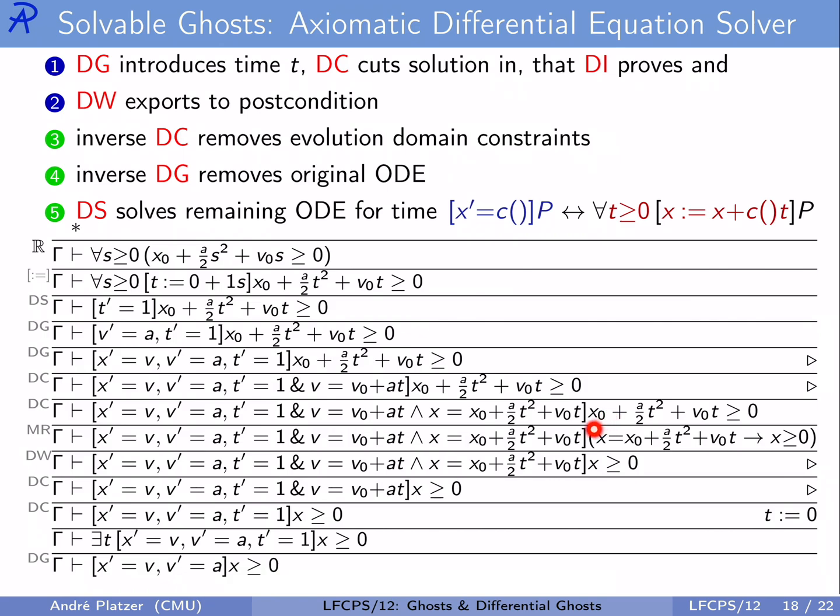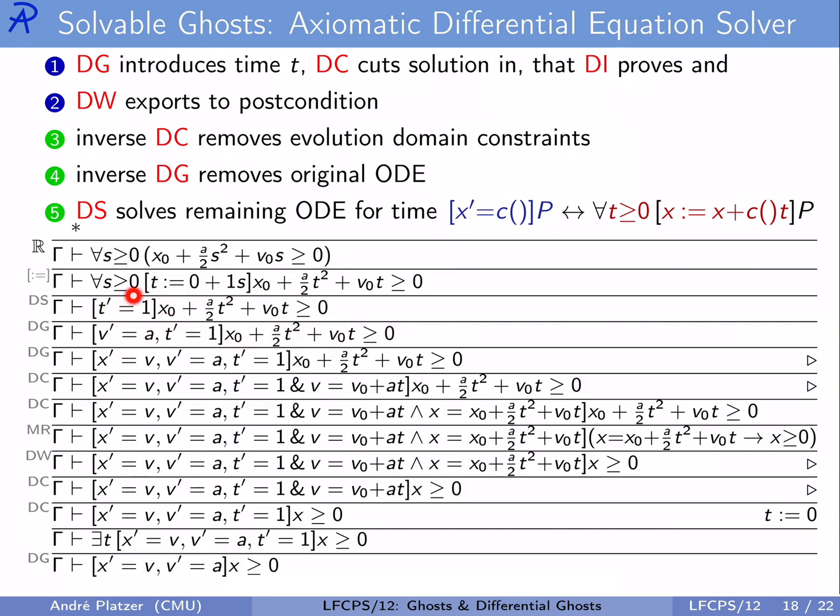And then we can again use a differential cut in the backwards direction to delete this solution and part of the evolution domain constraint. Do that again with the velocity. Now we can use an inverse differential ghost, because remember it was an equivalence, so just like we could use it back there to introduce a time variable, now we can use it in the backwards direction to delete a position variable. Why? Well, only because we didn't mention it anymore in the argument, and having done so, we can also use the differential ghost axiom in the inverse direction to delete the velocity. Why? Well, because we don't mention it.